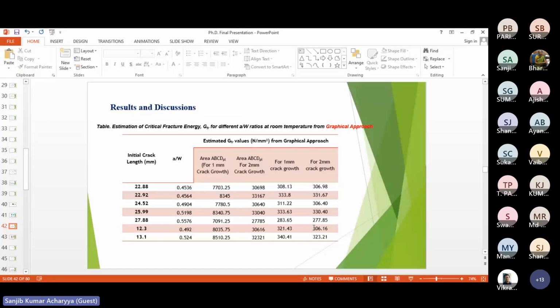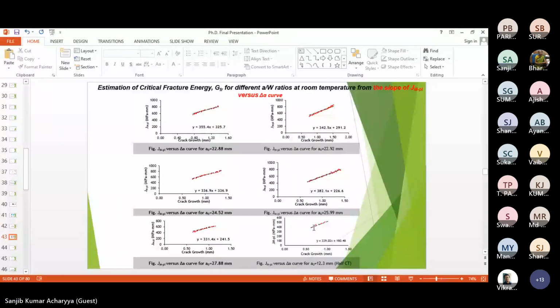We again estimated the value. The initial table was from the graphical method. Here we use the J-M-P-L versus delta A curve for different initial crack lengths, and from the slope of the curve we got the idea. Look here: 355, 342, 382, 336, 331, 339. These are the values of GFR for 20 Mn Mo Ni 55 at room temperature using the graphical method in the previous slide, and now from JMPL versus delta A.